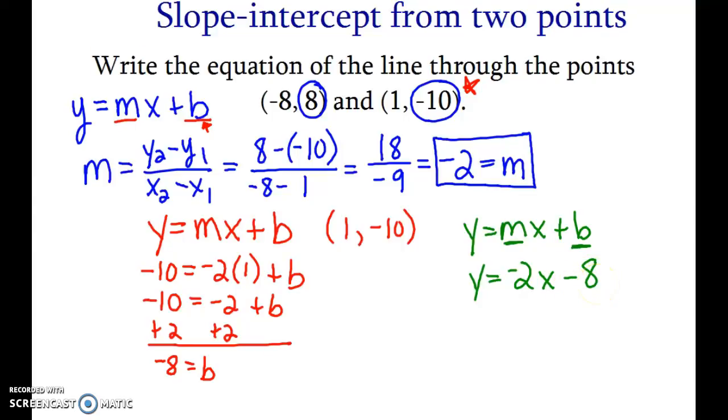Hey, I'm going to check my work this time. Since the other ordered pair is negative 8, 8, I'm going to check my work. So this is my answer. I was asked to write the equation of the line that goes through these points, and I did. y equals negative 2x minus 8. If it works, if it's true, then the other point should make this equation true.